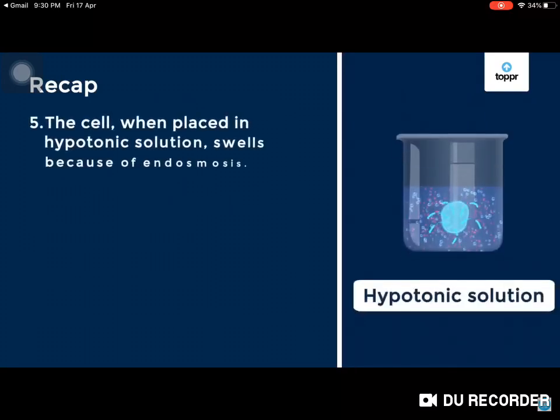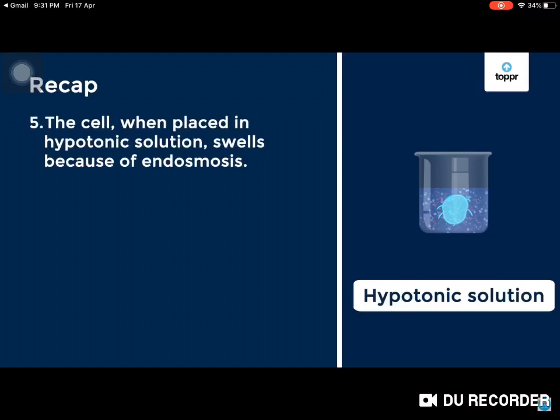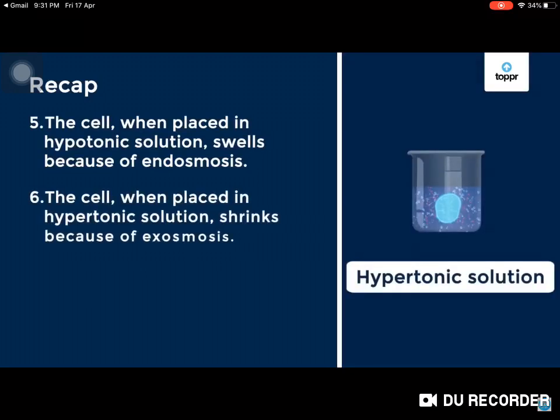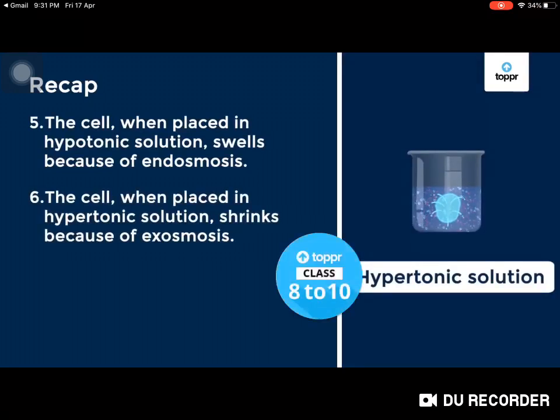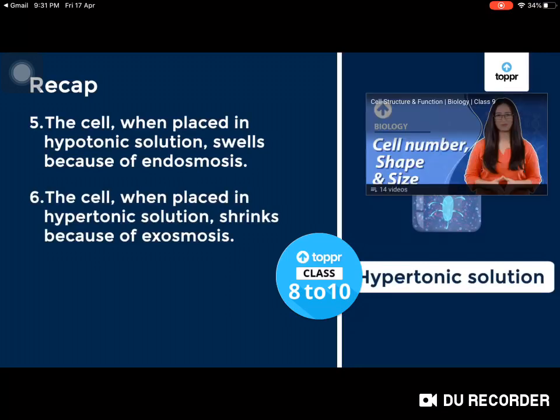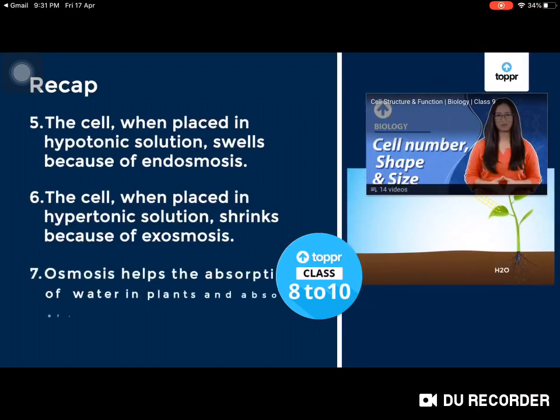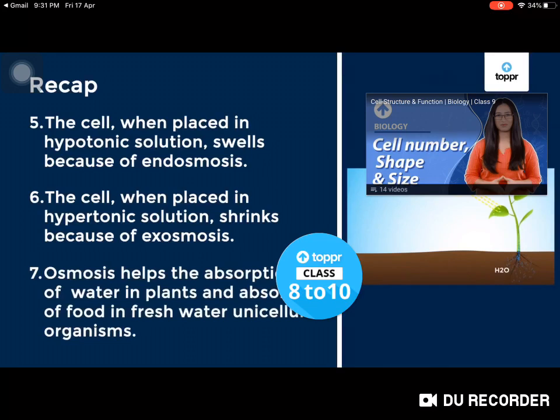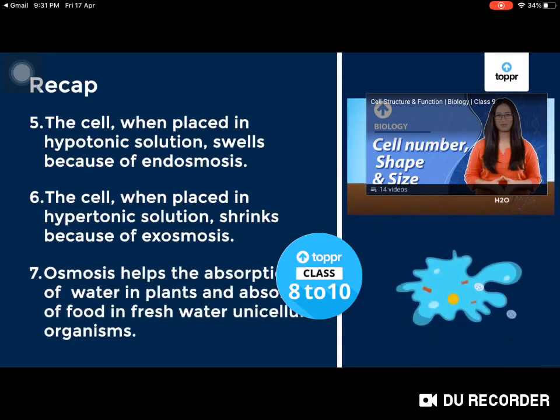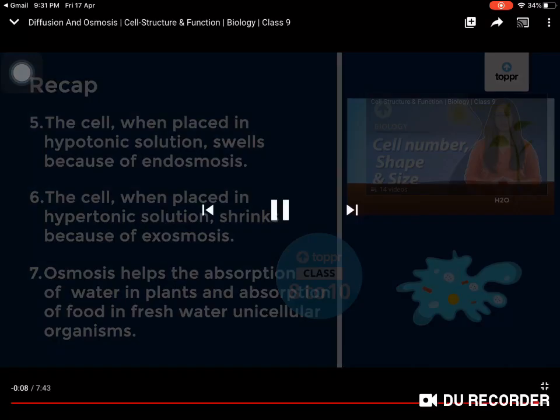The cell, when placed in hypotonic solution, swells because of endosmosis. The cell, when placed in hypertonic solution, shrinks because of exosmosis. Osmosis helps the absorption of water in plants and absorption of food in freshwater unicellular organisms.